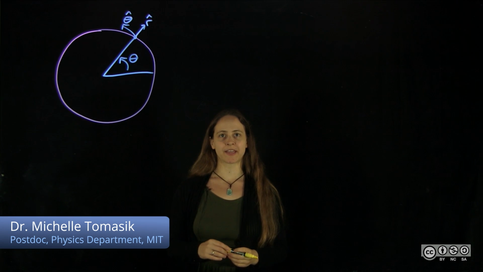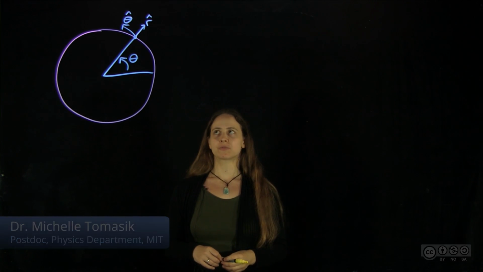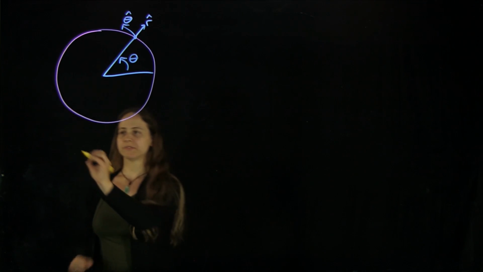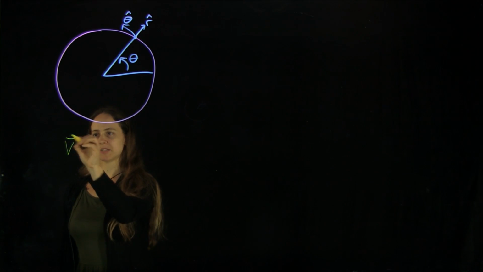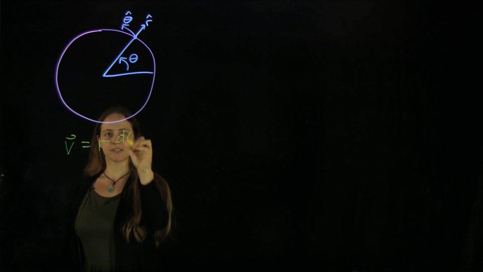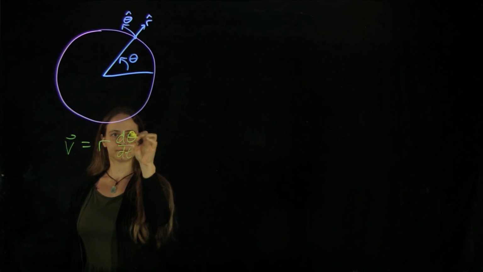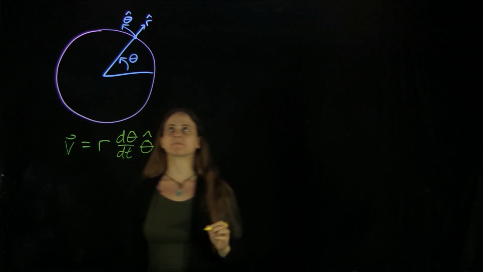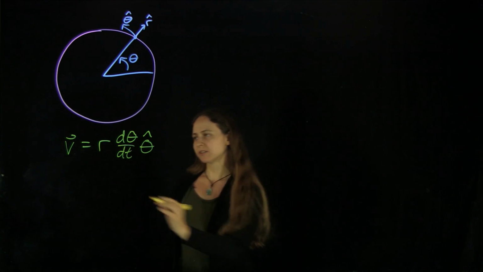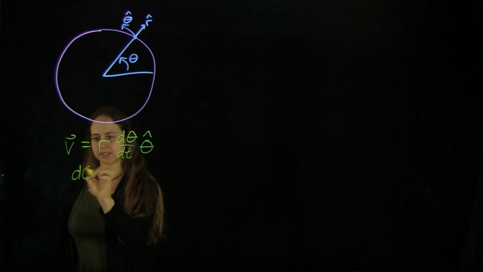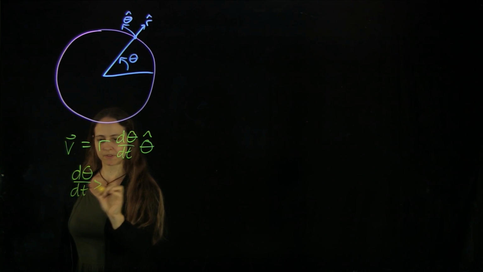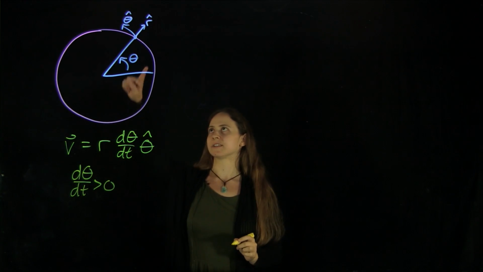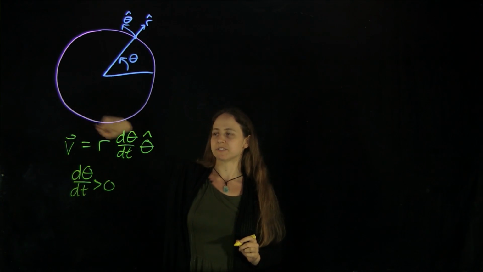Now we'd like to talk about angular velocity. So for a particle traveling in a circle, we've seen that the velocity can be written as r d theta dt in the theta hat direction. And we've also seen that d theta dt can be positive, in which case theta is increasing, and so the particle is traveling around the circle in this direction.